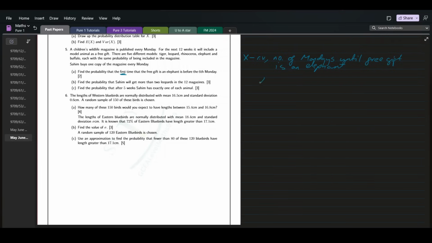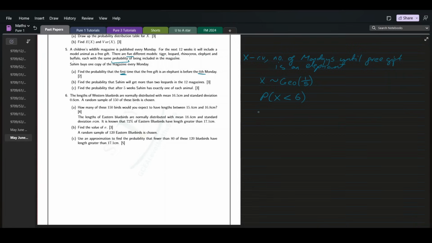And we know that x follows a geometric distribution, and the probability of success is, we've got 5 different animals: a tiger, a leopard, rhinoceros, elephant, and buffalo, and we're told that each of them has the same probability. So that means the probability of picking an elephant is 1 in 5. So that's our probability of success. And we're saying the first time that the free gift is an elephant is before the 6th Monday. So that's the probability that x is less than 6.